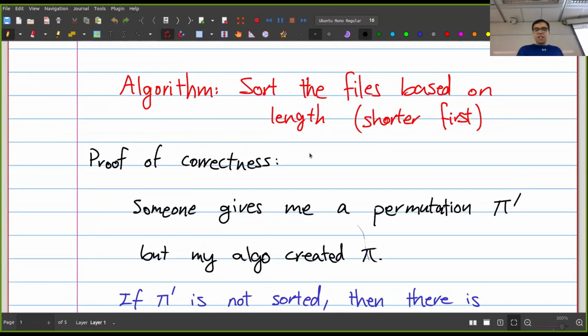And generally speaking, the way our proofs of correctness worked was that I said, suppose someone else gives me an optimal solution, which is different from my solution. I will just take a bunch of steps to turn the optimal solution into my solution. And I show that these steps do not make the solution any worse. They don't increase my cost. And that shows that my solution is also optimal.